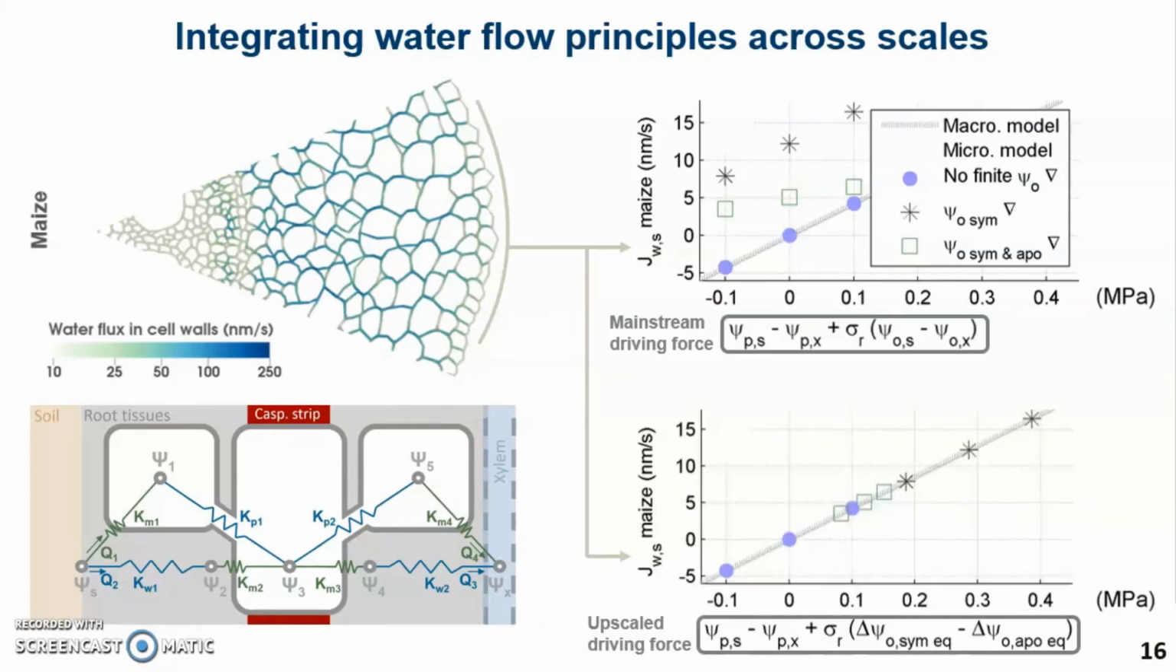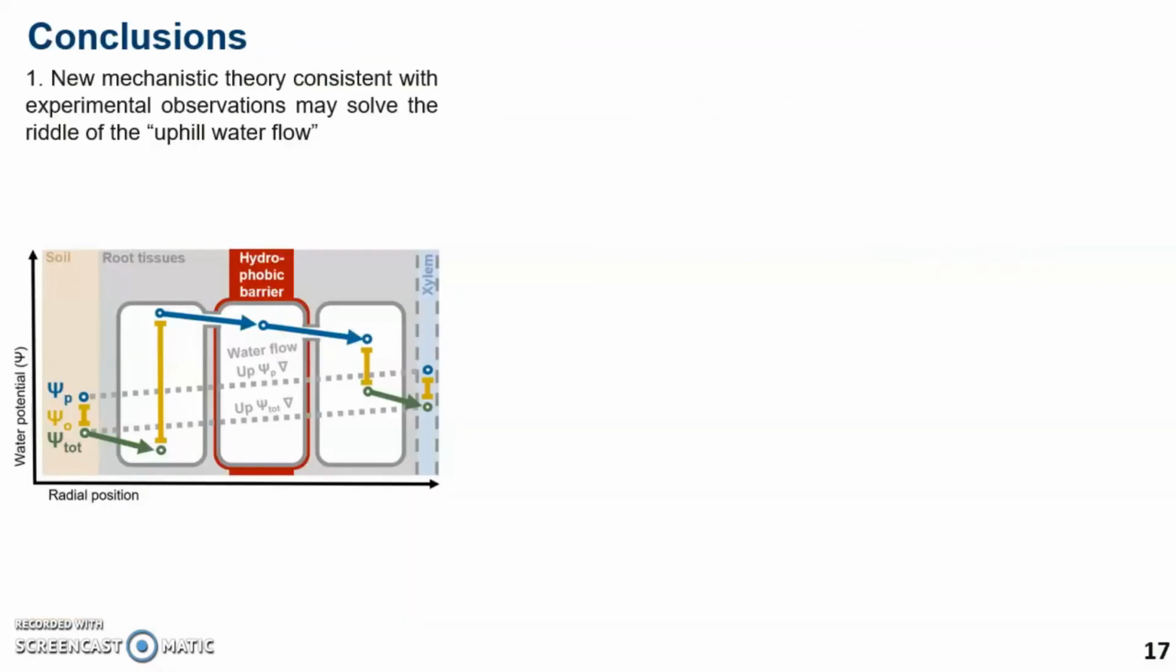Luckily, we also found out that this simple upscaled model fully captures the impact of osmotic potential gradients simulated from the microscale in 2 or 3D roots under changing boundary conditions with a single set of parameters. Now for the conclusions, we have a new theory based on osmotic gradients within living cells, which may explain the long-lasting enigma of the uphill root water flow.